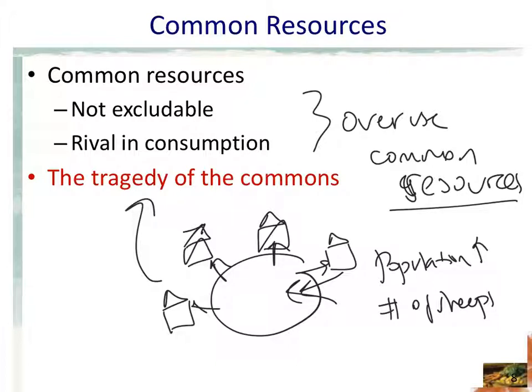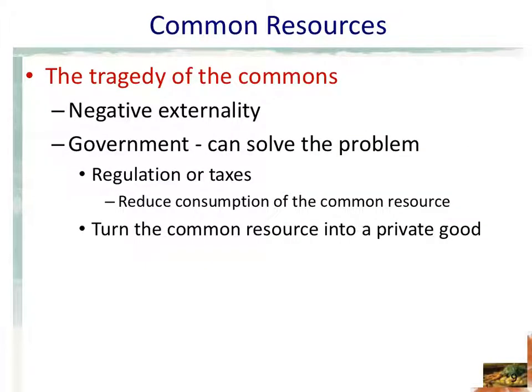So in this case we need government, because government can provide some remedies. Government can solve the problem. There are different ways. One of them is regulation or taxes. Therefore, the tax or regulation will reduce the consumption of the common resource. Or government could auction permits allowing the use of land, so create grazing permits and then let the shepherds trade those permits among themselves.